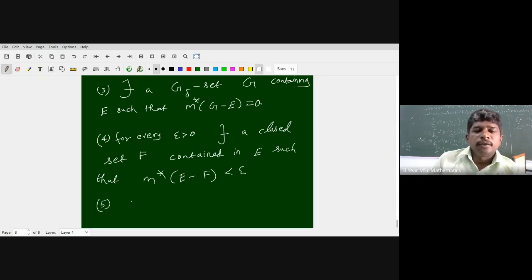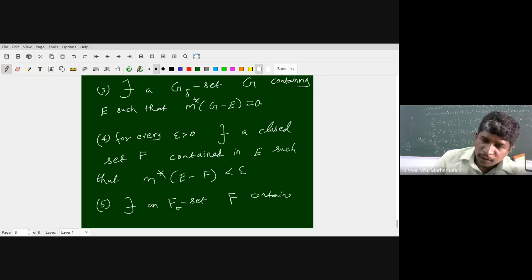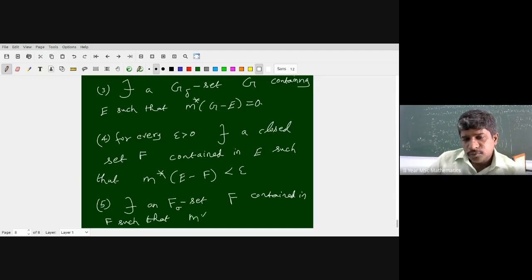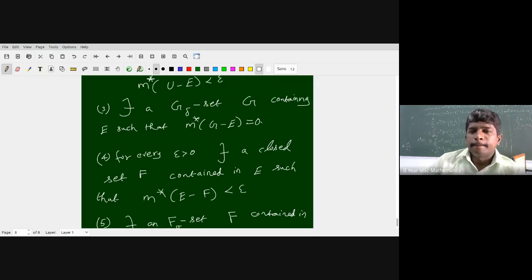Fifth one, there exists an intersection of a union of closed sets, an F sigma set, and I denote the F sigma set by F, containing E, such that M star of E minus F is 0.